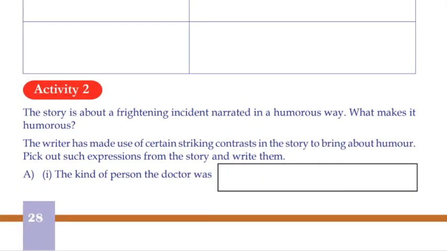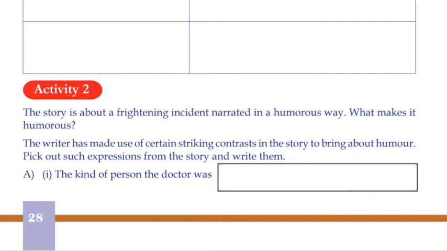Move to the second activity, Activity 2. Read the question. The story is about a frightening incident narrated in a humorous way. What makes it humorous? The writer has made use of certain striking contrasts in the story to bring about humor. Pick out such expressions from the story and write them. The story The Snake and the Mirror presents a contrast between dream and reality. In your textbook, there are some boxes and some hints to fill up the boxes using the expressions from our story.